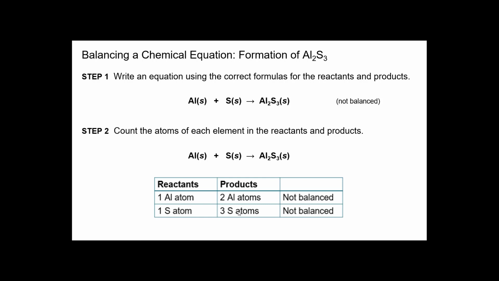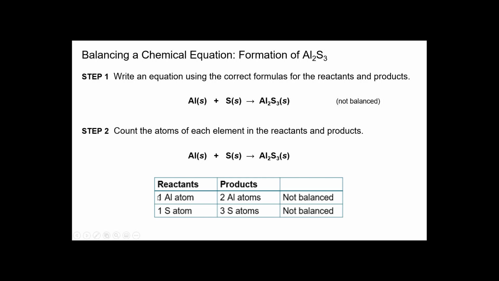Write an equation using the correct formulas for the reactants and products. So we have a formation of aluminum sulfide. We are showing that we have aluminum solid here and sulfur solid here, but through a chemical reaction, we produce another solid, aluminum sulfide, but this is not balanced. So we need to balance it.